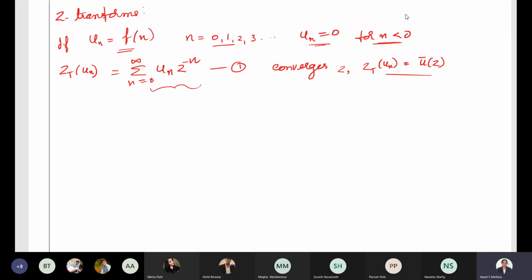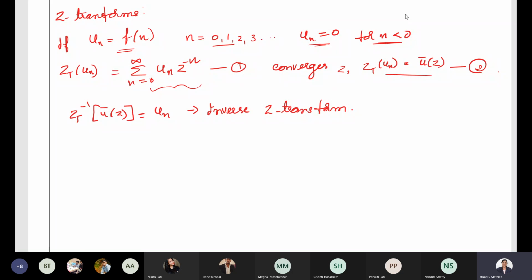If the series converges, it gets closer and closer to some value, and it will be a function of z that we denote as u bar of z. Let's take ZT of u_n equal to u bar of z as equation 2. We can write it in terms of its inverse: ZT inverse of u bar of z is u_n, and this is known as the inverse Z transform.